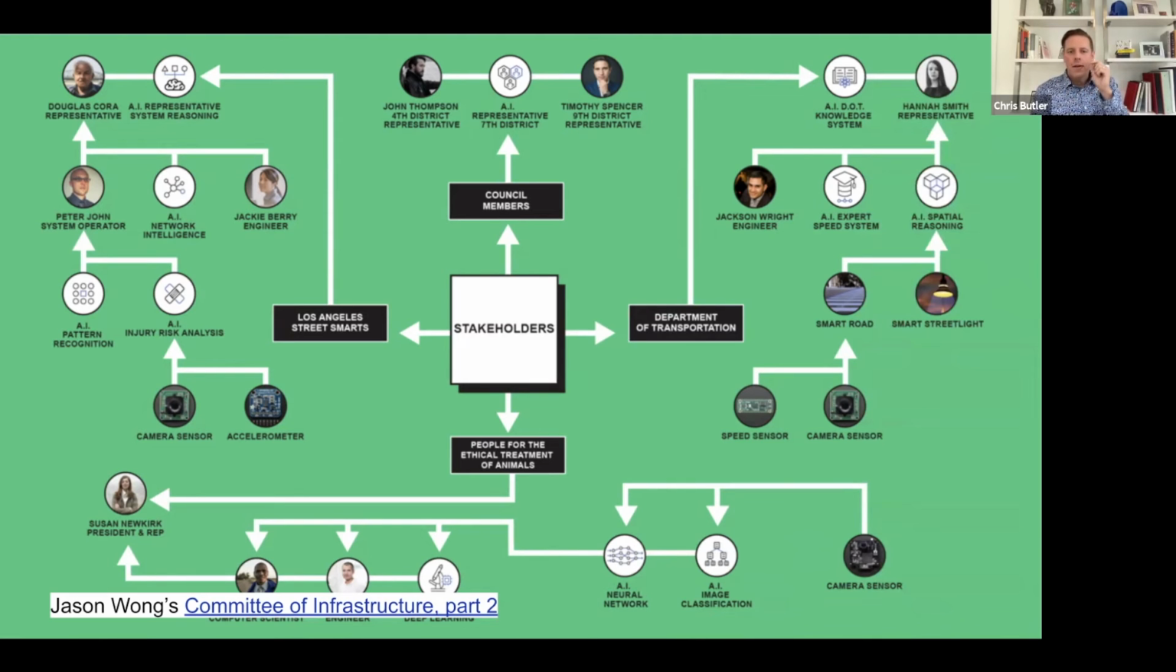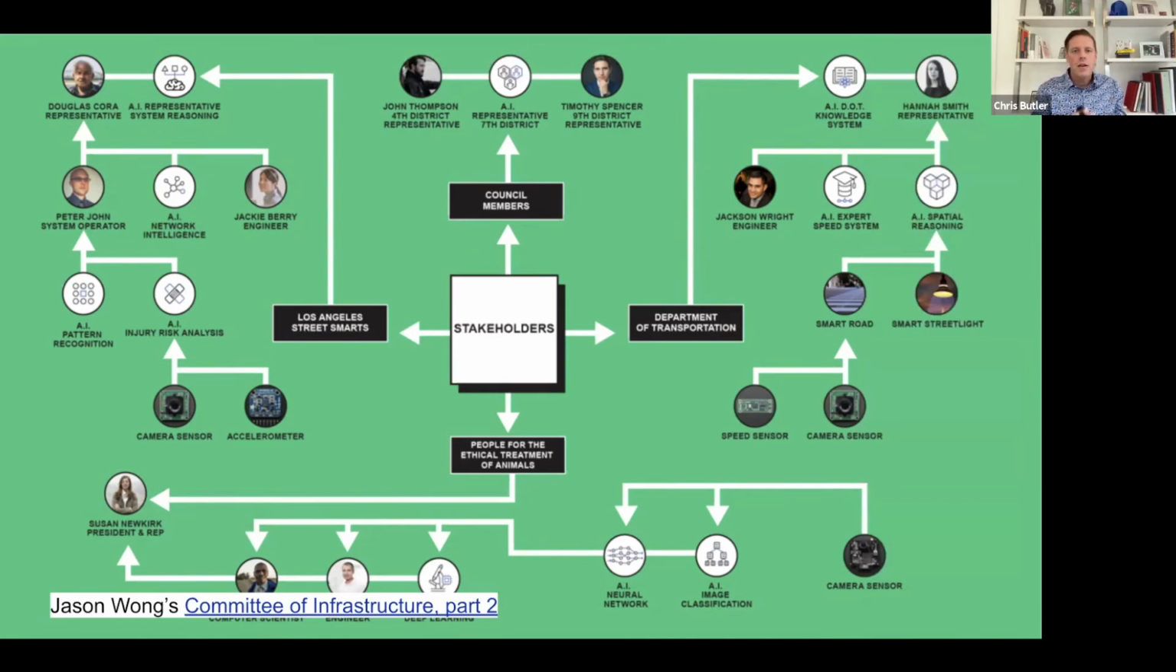So in this case, it's not only the idea of the council members, but it's the idea of the Department of Transportation. They have a bunch of information about intersections that they're collecting all the time that can create predictive models. But we're also now including this idea of street smarts and the people for the ethical treatment of animals, in a way that animals are impacted by these intersections. All of these different groups have different models making arguments for different cases based on what they're trying to represent. And so I think this was the first step into animism.